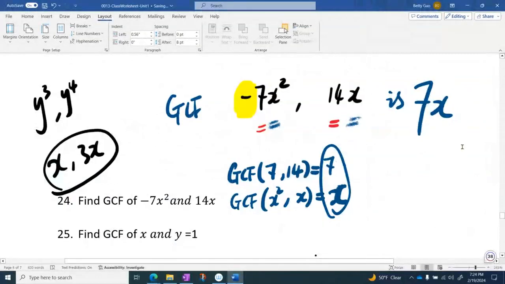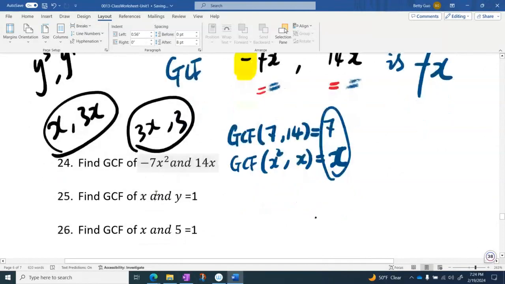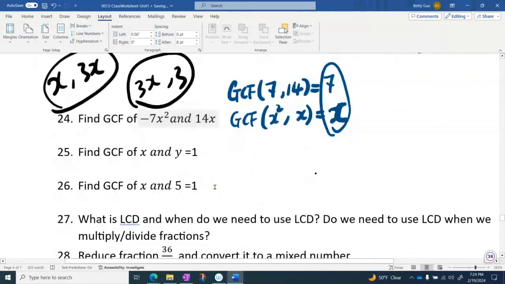And what is the GCF of 3x and 3? Would it be 3? Exactly. 3, because 3 is a factor of 3x, right? The one goes into the other. That's it. That's pretty much everything.